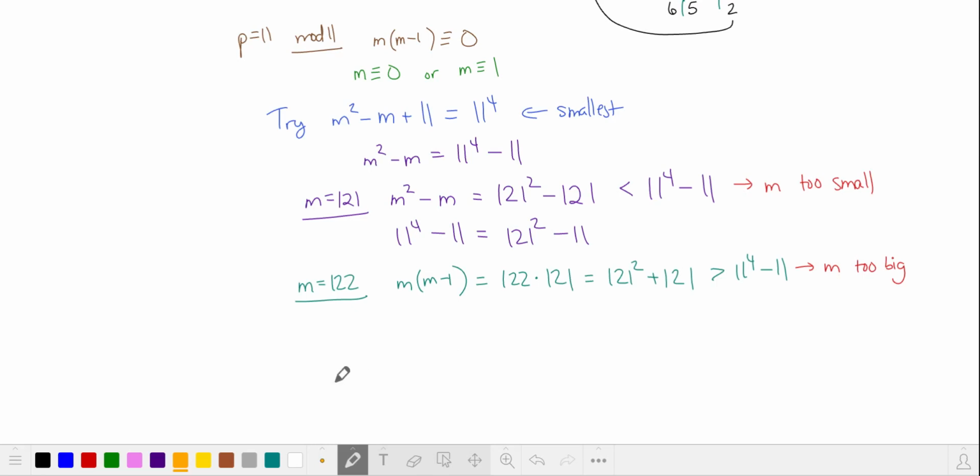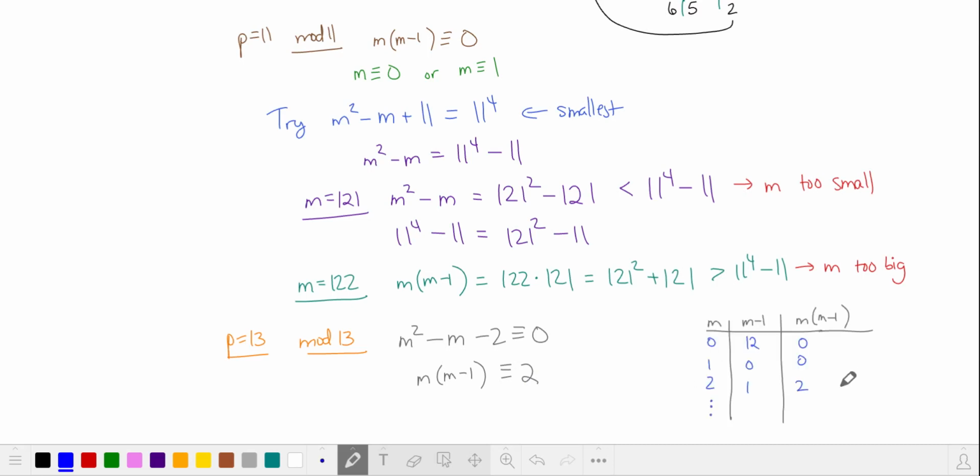Let's see what other prime is going to divide our expression. We'll go to the next one, 13. So we want m times m minus 1 is equivalent to 2 in mod 13. We see that we can generate a mod 13 residual of 2. So there is a solution in mod 13, which means 13 can divide this expression.